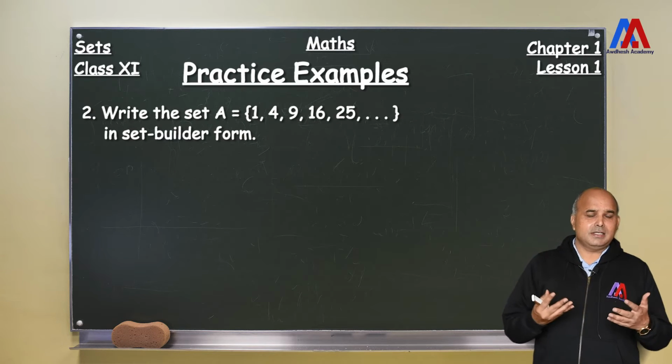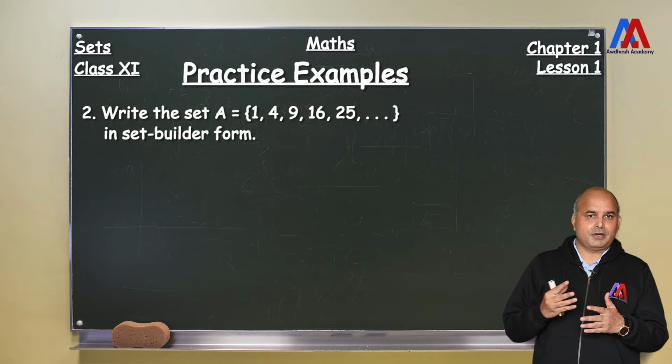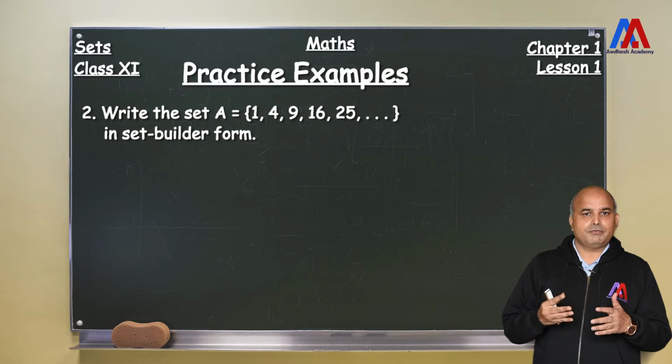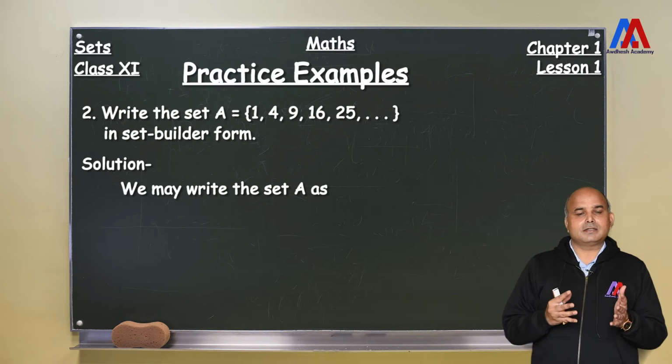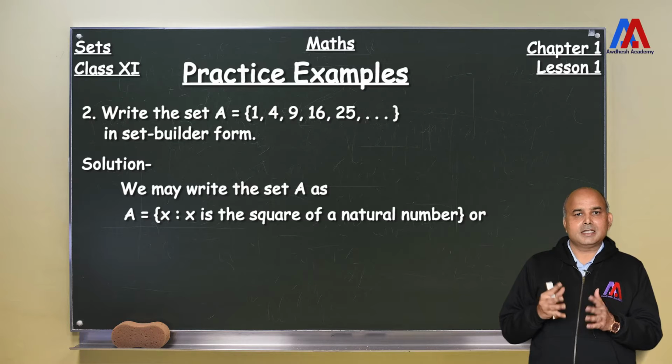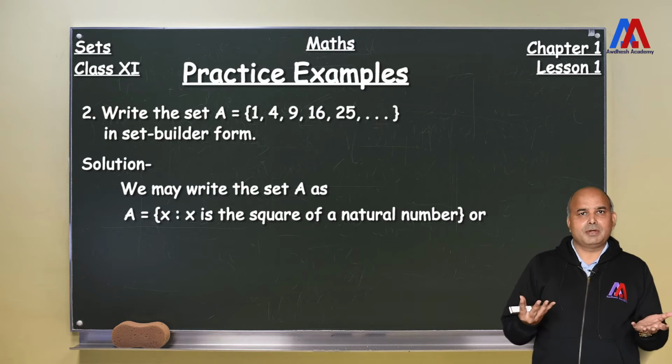So you can easily see that these are the squares of the numbers. For example, 1 is the square of 1, 4 is the square of 2, 9 is the square of 3, and so on. If you want to write it in the set builder form, we write x such that x is a square of a natural number. This is a very simple method of writing it.